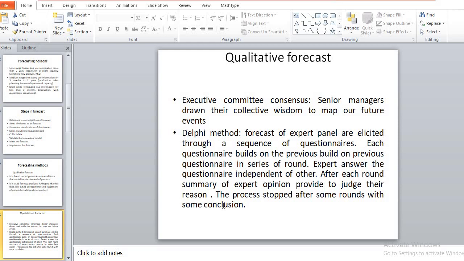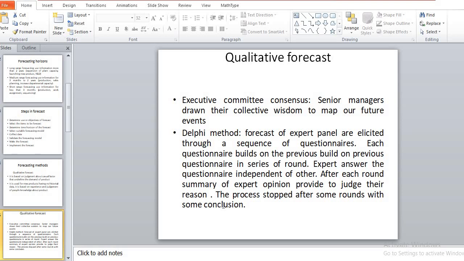A drawback of this first method, the executive committee, is group thinking and personality dominance, which is the major drawback of this forecasting technique. So this is the executive committee consensus. The committee is formed by senior managers, and their opinion will be considered for the forecasting of the new product. Another method is the Delphi method.